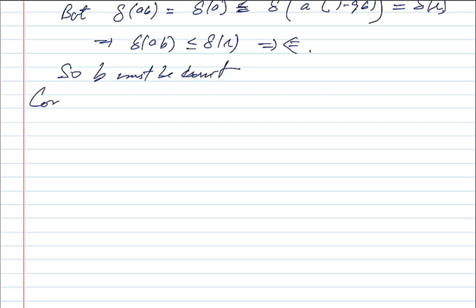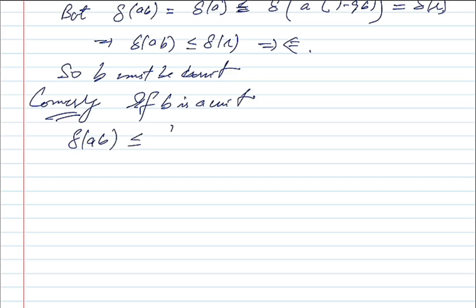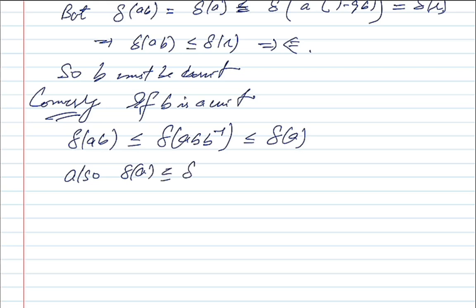Now the converse part is easy. If B is a unit, then del of AB is less than or equal to del of AB B inverse, which is less than or equal to del of A. Also, del of A is always less than or equal to del of AB. So both will imply del of A equals del of AB.